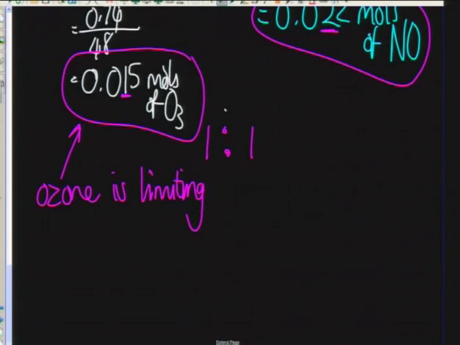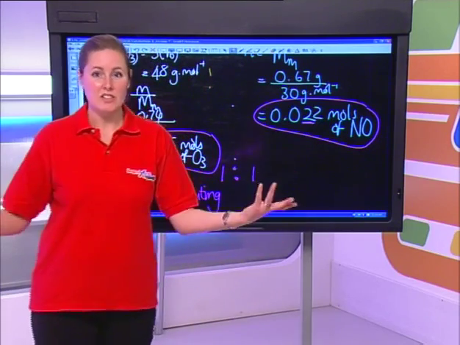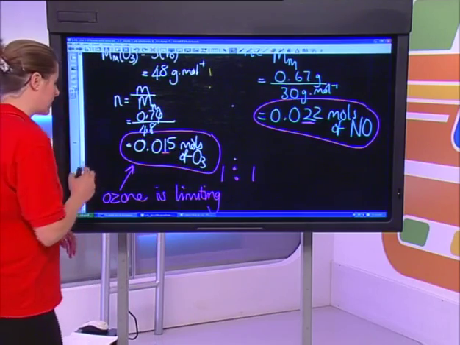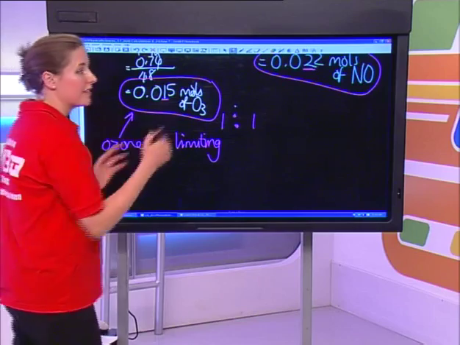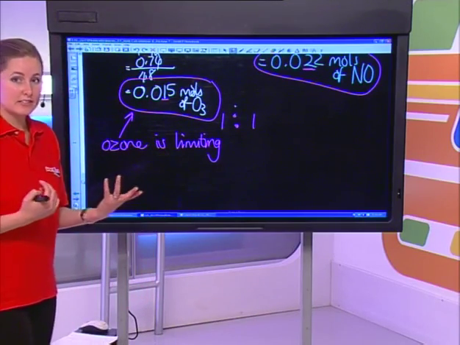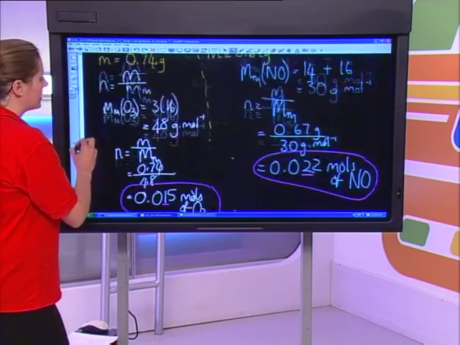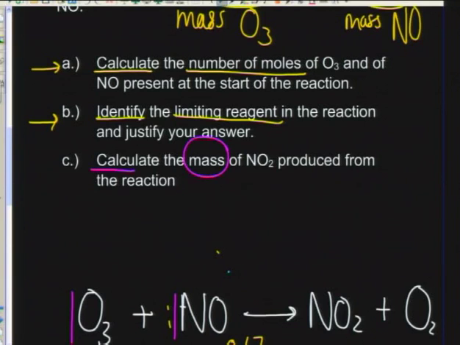Okay? Whereas there is more nitrogen monoxide, so there's going to be extra of that left over. Okay? And that's answered part B of the question. By comparing the number of moles and comparing the mole ratio, that's how you've answered that question, and you can justify your answer.